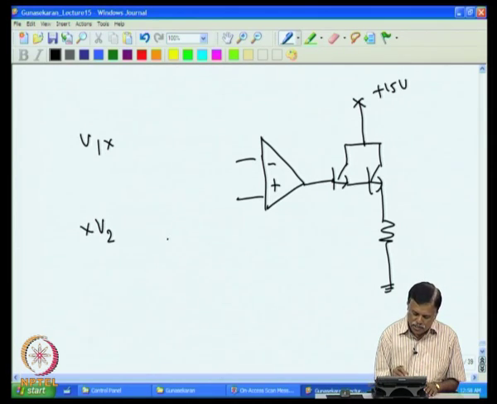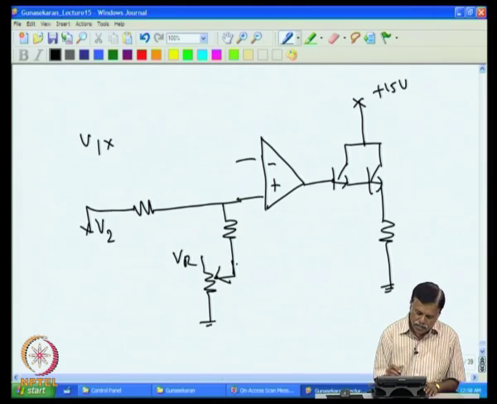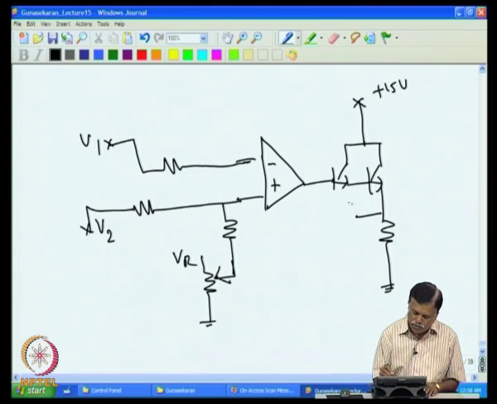Now, one possibility is that I can apply this, for example, I can have V2 increases, then I can also put for example a zero adjustment part here. So, we have V reference here and this can be connected to this. Then the V1 can be connected here and then the output feedback can be given from here.